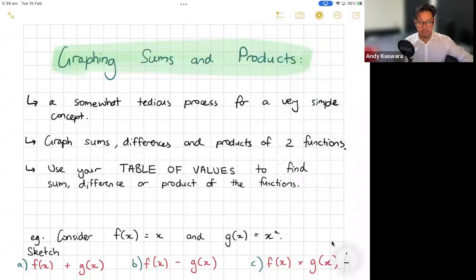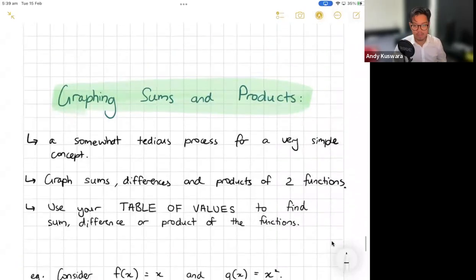All right. So today we are looking at graphing sums and products, and also that includes differences, of two different functions. I've written just a couple of notes here so I remember what I want to talk about. It's a somewhat tedious process for a very simple concept, and I'll show you what that means because we're going to end up using a table of values.